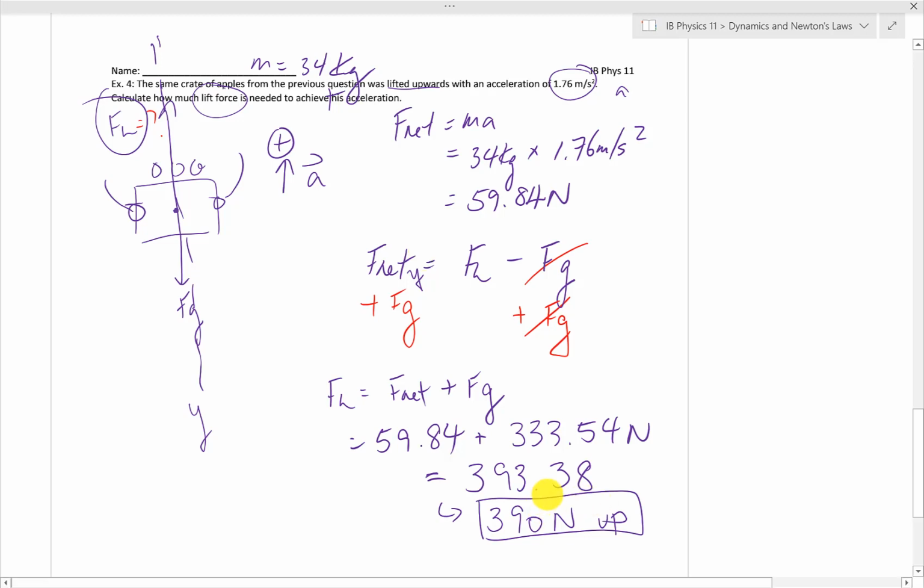And notice we have a lift force that is larger than our weight because the lift force not only has to carry the weight, but also has to make it accelerate upwards, which is going to be a lot harder to do. Okay, that concludes this video.